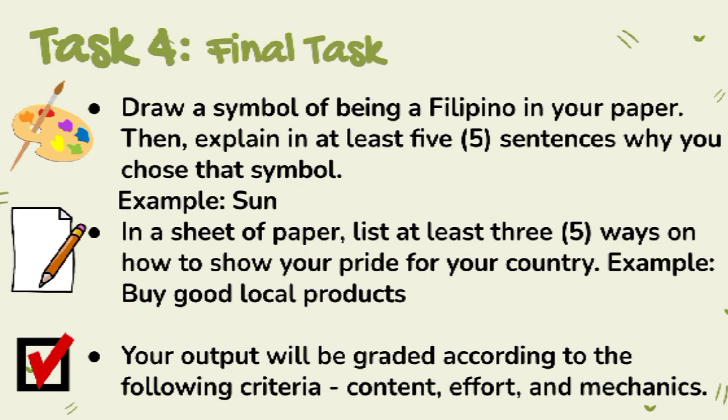For Task 4, your final task, you're going to choose from the two. Draw a symbol of being a Filipino on your paper, then explain in at least five sentences why you chose this symbol. For example, the sun. Or, using a piece of paper, list at least three to five ways on how to show your pride for your country. For example, buy good local products. Your output will be graded according to the following criteria: content, effort, and mechanics.